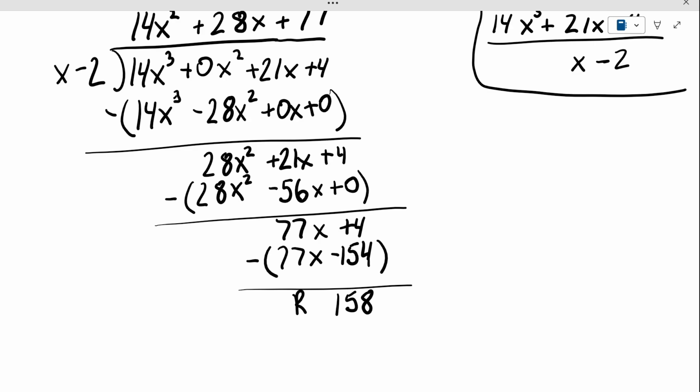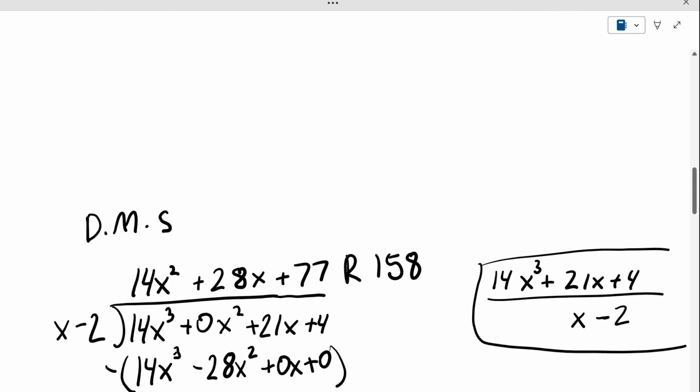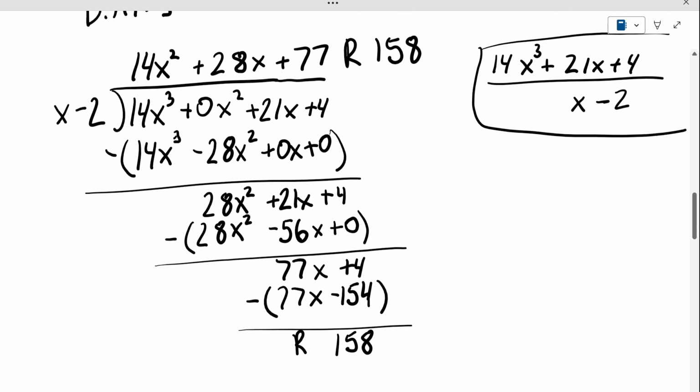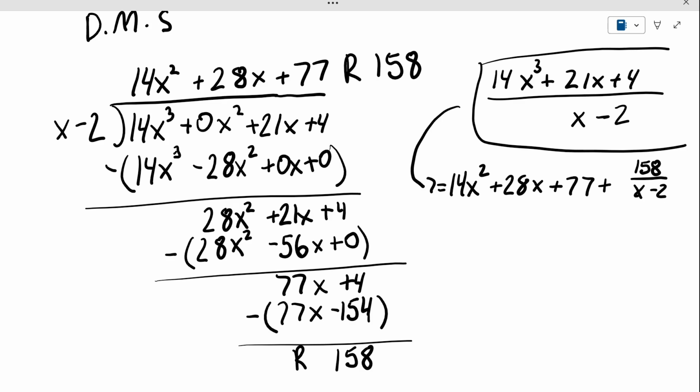We cannot get a result. So we know this is the end, this is our remainder. We can go up to the top, add remainder 158 up here. And now, what this is saying is that this here is equal to 14x squared plus 28x plus 77 plus 158 divided by x minus 2. And that would be our final answer. All right, let's move on to another question.